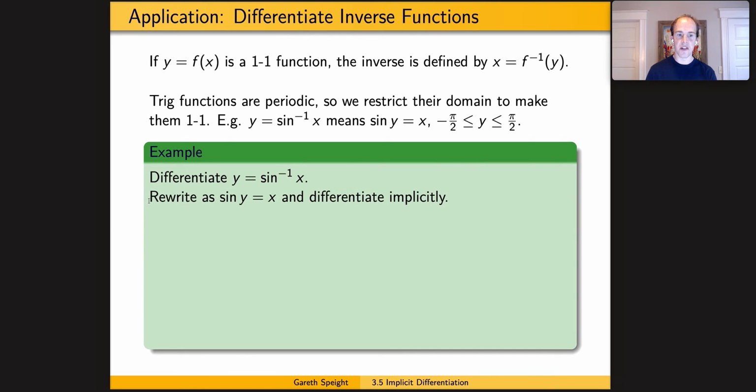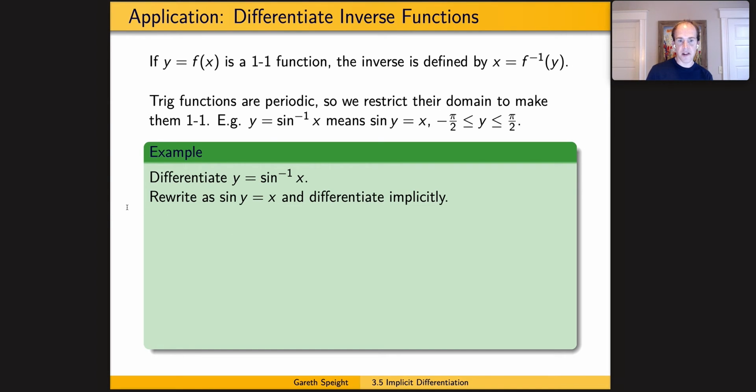So let's take sine of both sides. Let's rewrite it as sine y equals x. Remember we said that y equals inverse sine x is the same thing as sine y equals x. And now we can differentiate implicitly because we know how to differentiate sine. We know how to differentiate functions of y with respect to x. And x we can just differentiate on the right side.